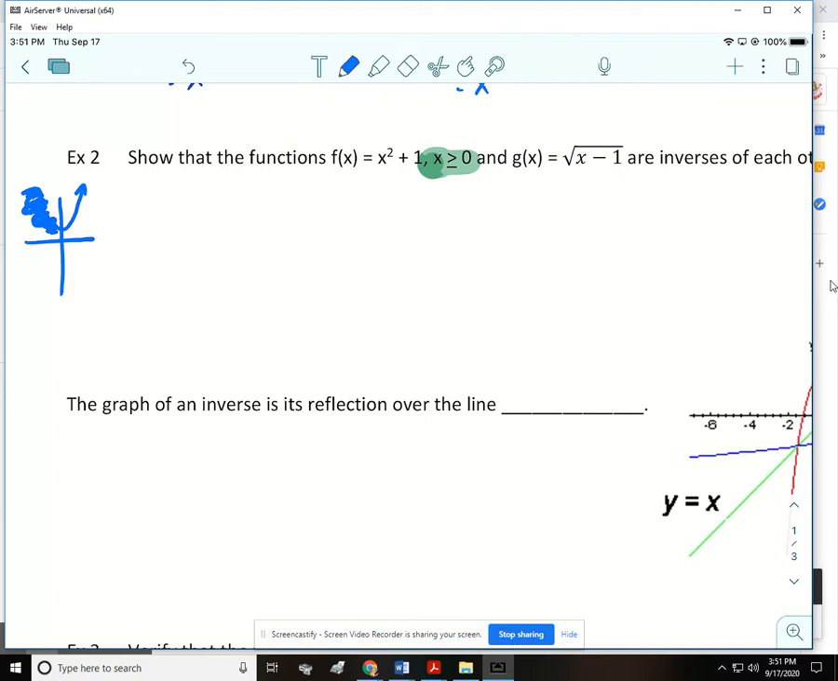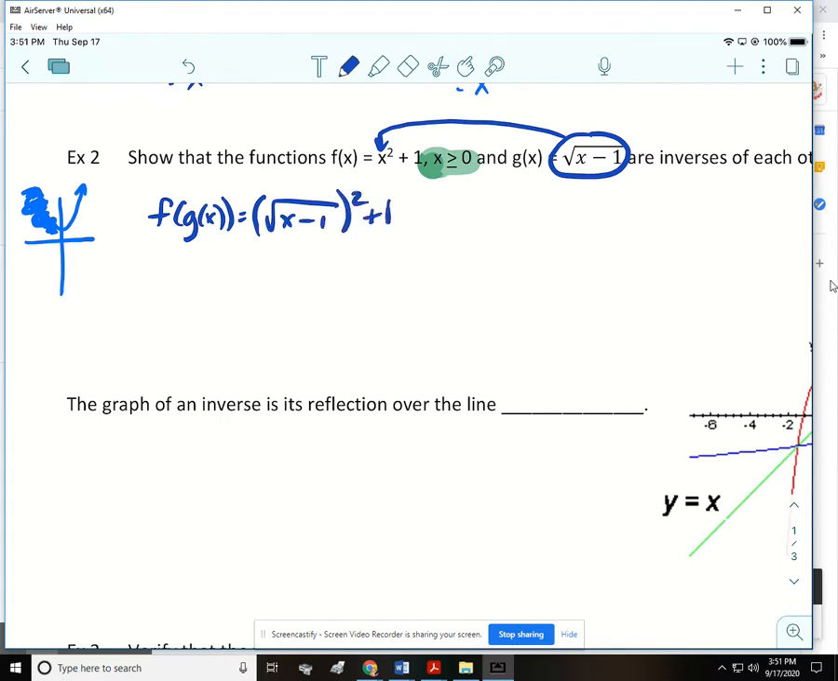All right. And then g of x is the square root of x minus 1. So we want to verify, or show, that they're inverses of each other. So that means we're going to do f of g of x. So take what g of x is, plug it in to f. So that means we're going to square it, and then we're going to add 1 to it.